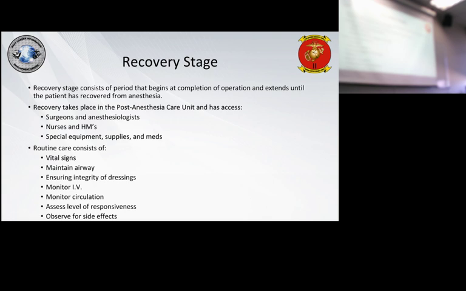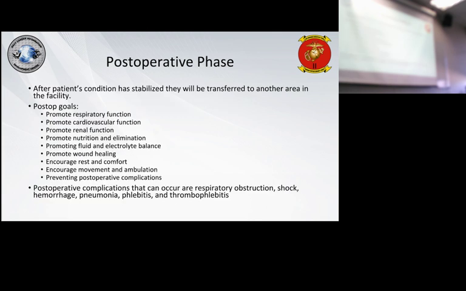Routine care: vital signs, airway, IV monitoring, watching the dressings, circulation, level of responsiveness, and side effects. Heavy monitoring of the patient. Post-op phase: after the condition has been stabilized, the patient will be transferred to another area. Goals are to promote respiratory function, cardiovascular function, renal function, nutrition and elimination, fluid and electrolyte balance, wound healing, encourage rest, encourage movement, and prevent post-op complications, which can be many.